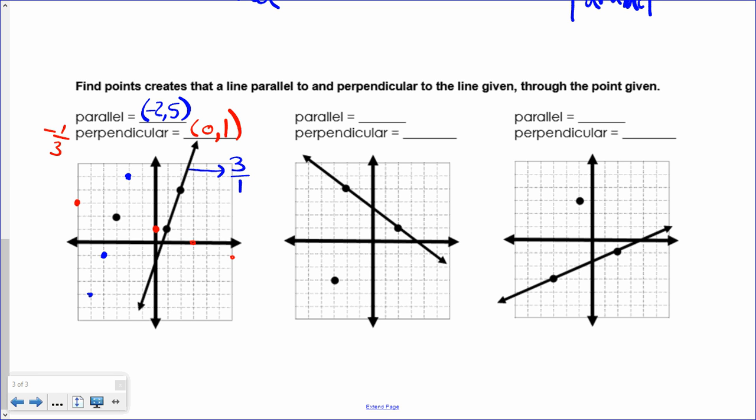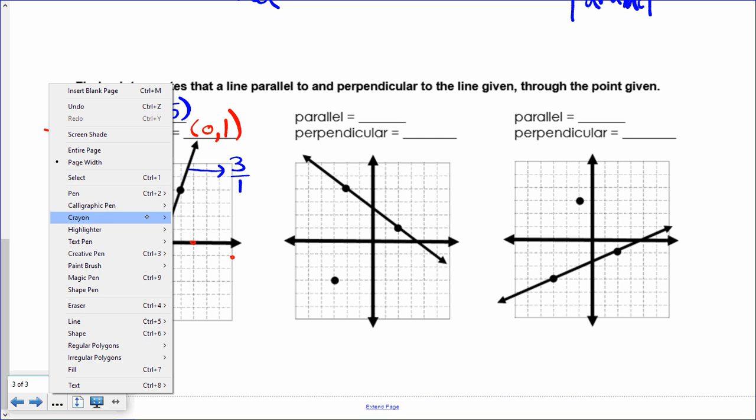Okay? So again, you can choose any of those red points for the perpendicular, any of the blue for the parallel. Questions on that? Right, let me switch. Question for the next one. Okay, well, hold on, let me switch colors.